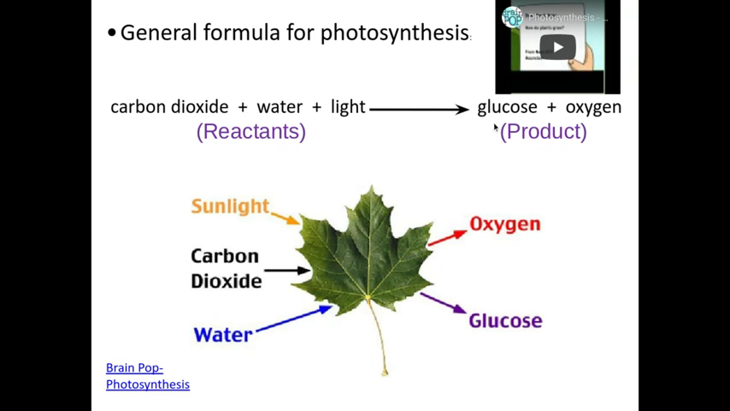Glucose is C6H12O6, and oxygen is O2. Okay, so that's the reactants and products. You'll see that a lot. And telling what do plants need, that's your reactants. And then what is produced, that's your products.